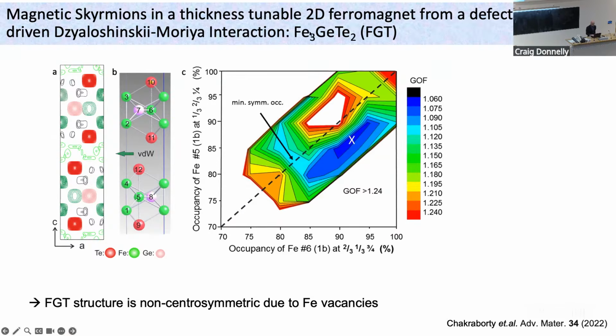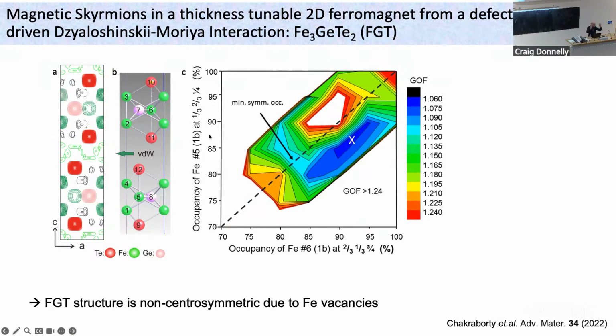We find that this material, even though it has this perfect structure for domain wall motion, actually has two types of defects. On the one hand, if we look within the layer, you see this site 6 in one layer and site 5 in the next layer. It turns out they're not fully occupied by iron. They have some vacancies. And for this one, the best fit to our data is 92% occupancy, and this one 87%.